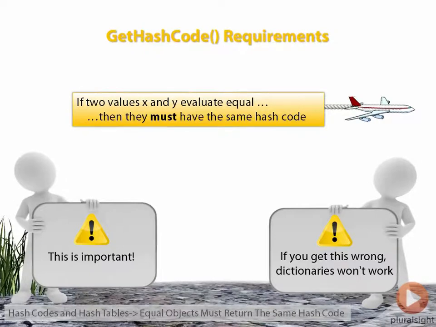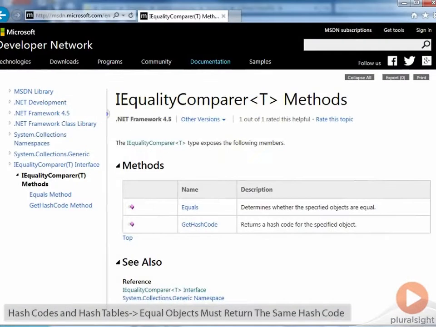That's why in all our demos in this course, whenever I overrode object.equals, I made sure that I overrode object.getHashCode too, to make sure that the hash code stayed in sync with what equality was doing. And that's also why IEqualityComparer of T exposes both an equals method and a getHashCode method.